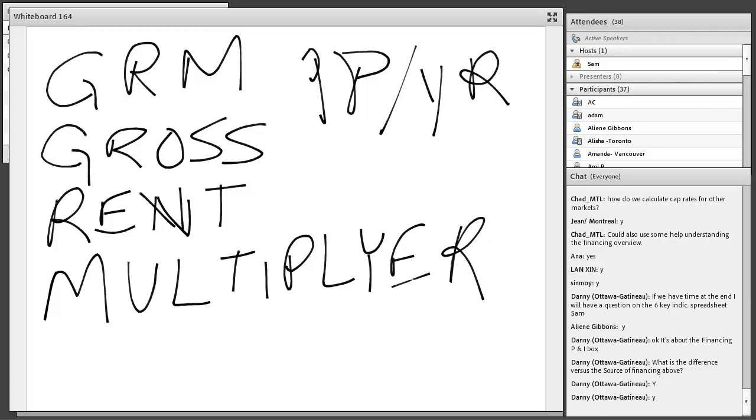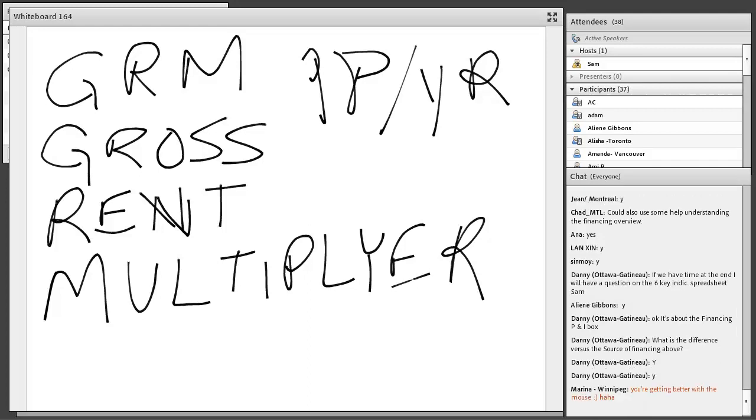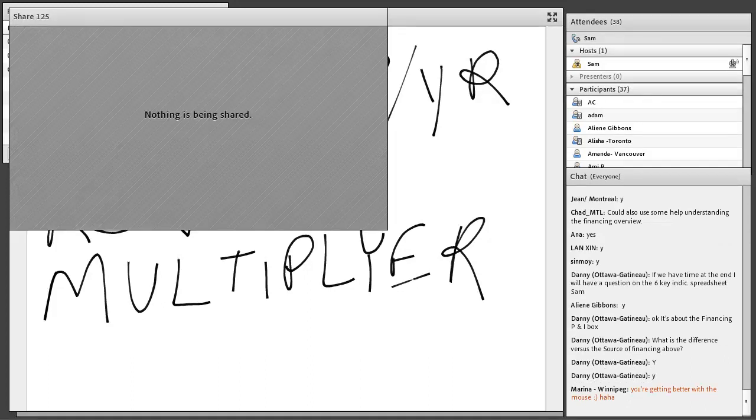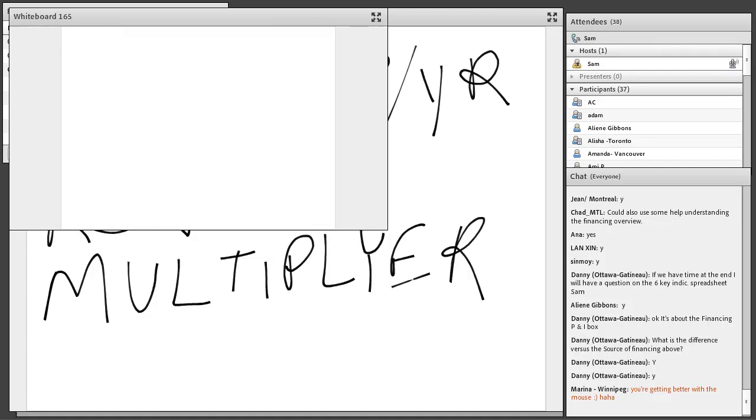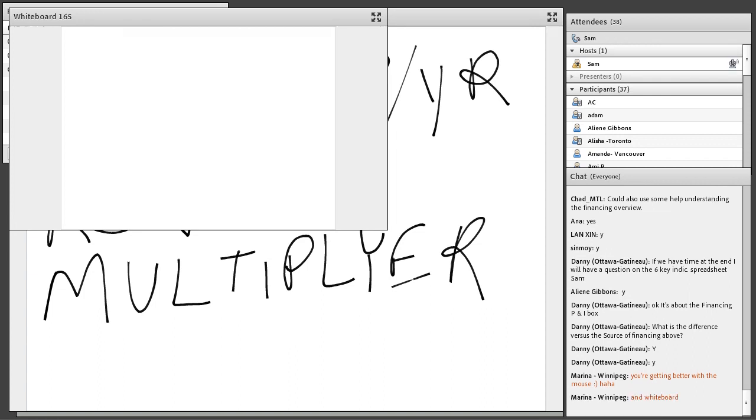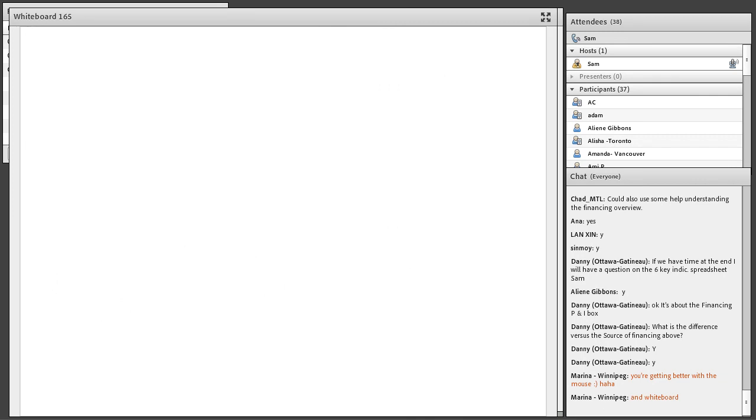Let's get another whiteboard and we'll do some examples. Okay, there we go, the whiteboard. Alright, so gross rent multiplier is a great way. You're getting better with the mouse. You wouldn't believe how I'm drawing this out. I have this on my lap right now, so I can easily write like I'm writing on it.